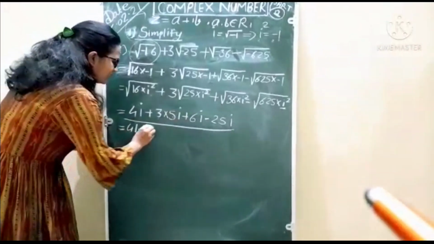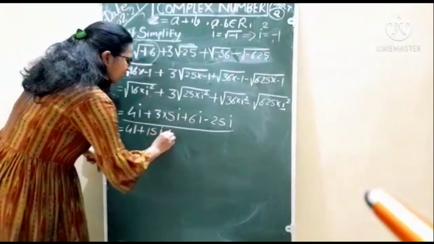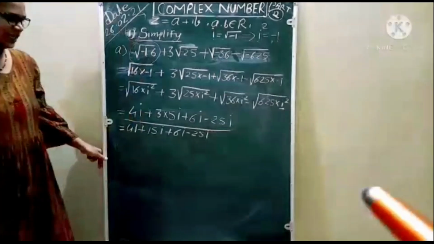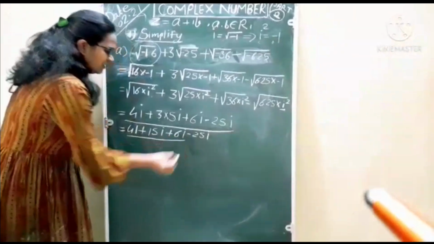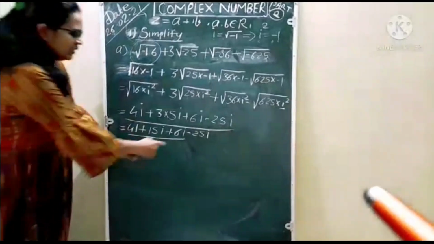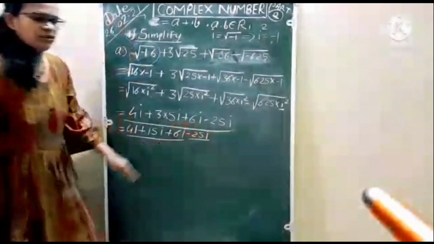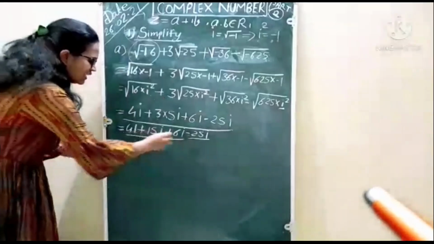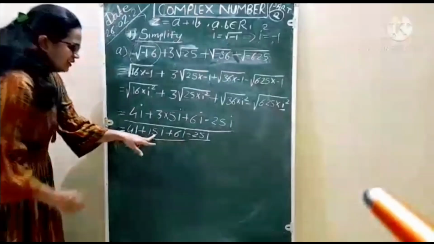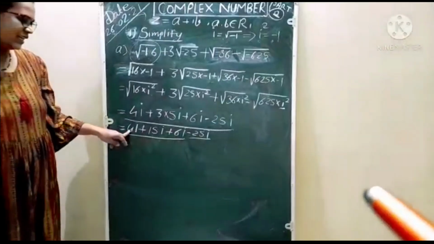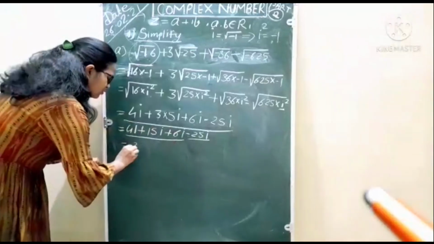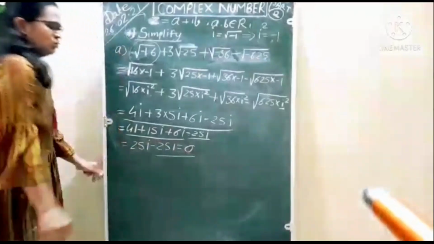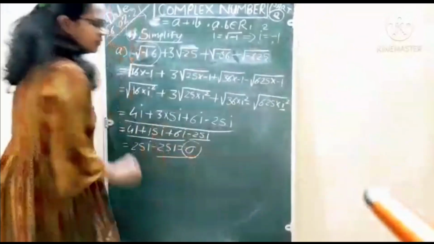4i plus 15i plus 6i minus 25i. So take the addition of these 3 terms and subtract, as the subtraction sign is there. Whatever the addition of this is, 15 plus 4 is 19, plus 6 is 25i. So 25i minus 25i is equal to 0. 0 is the answer.